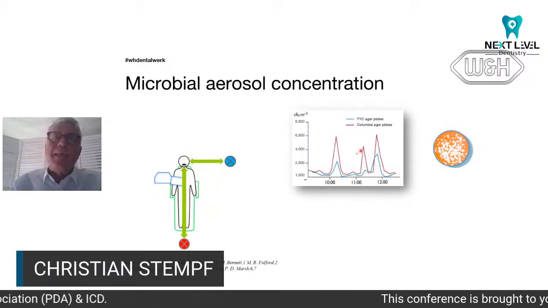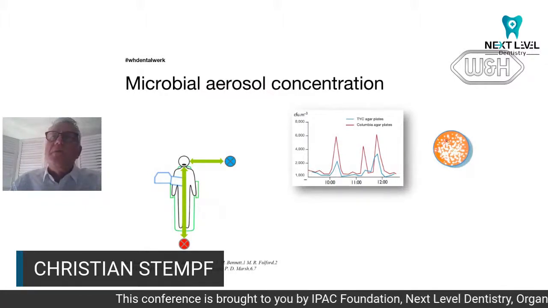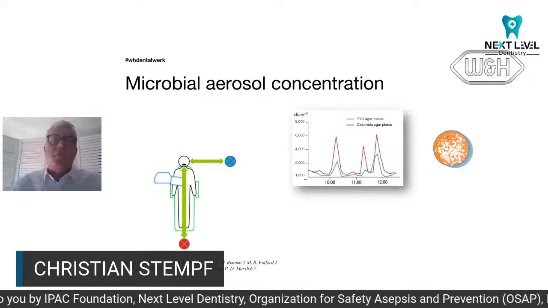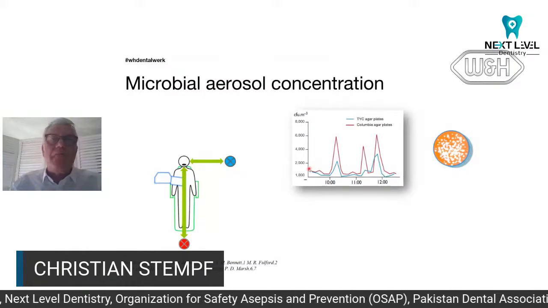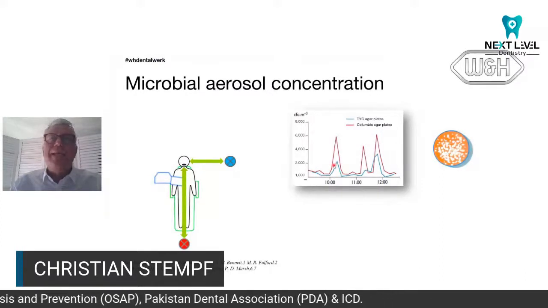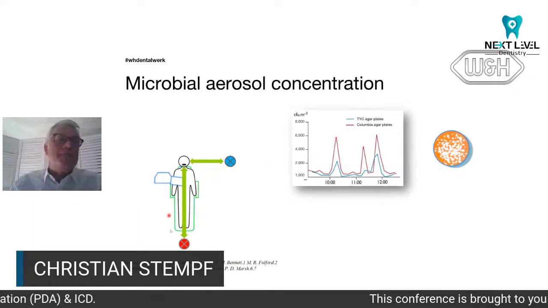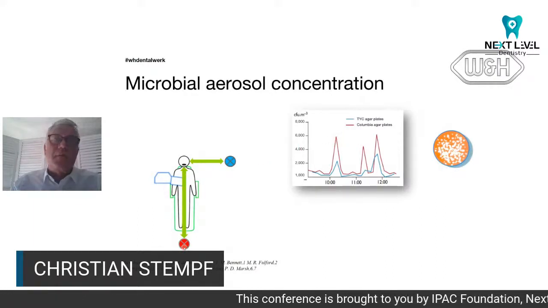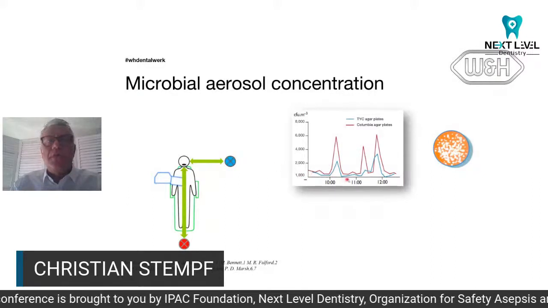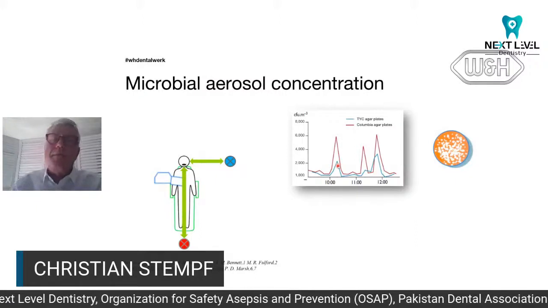So when we talk about 1,500 colonies, for sure, one colony, which is meant to be issued by one bacteria, can be far more. So it's at least 1,500. Anyway, important to see that during treatment, during drilling, scaling, you get four times more. And this is here, far away from the patient's mouth. This was sampling only for streptococci. So it confirms that it comes out of the patient's mouth.